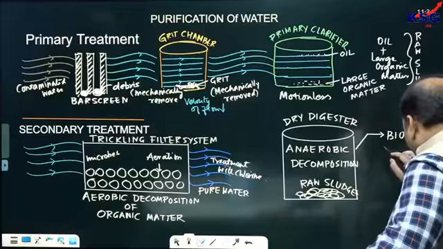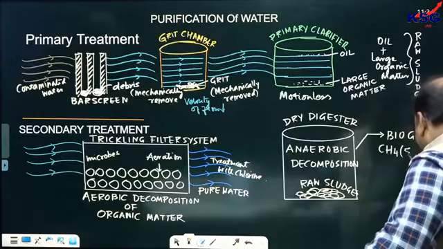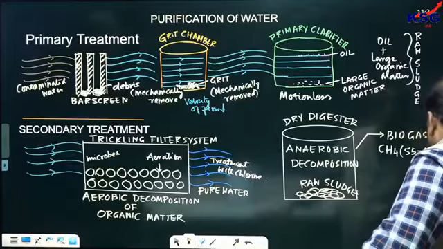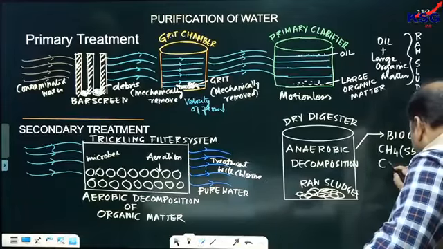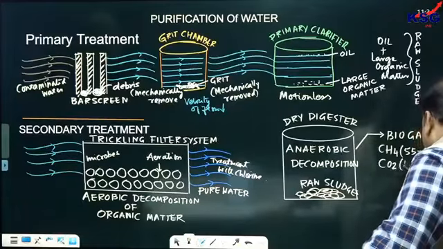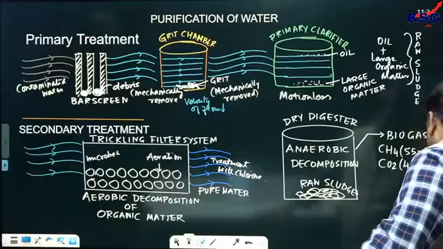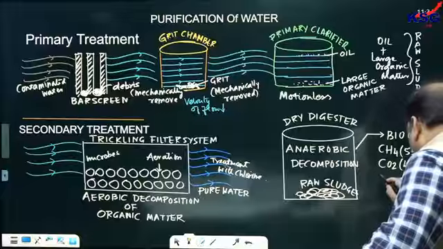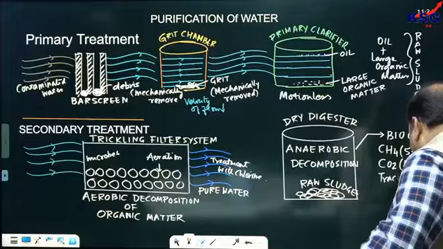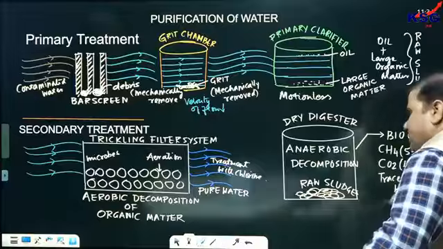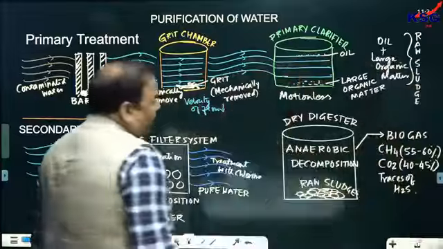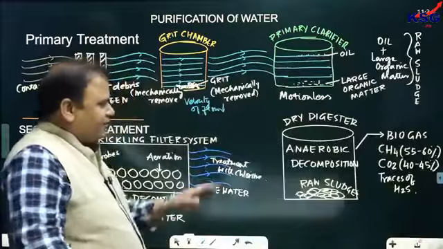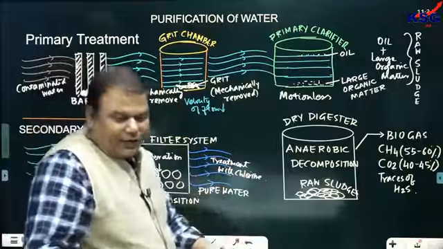And when we are talking about biogas, what does it consist of? It consists of methane, that is 55 to 60%. That's one component. It consists of CO2, that is 40 to 45%. But also we can see that traces of hydrogen sulfide are present. So the third statement is correct, that traces of hydrogen sulfide are present. Now this is called biogas.